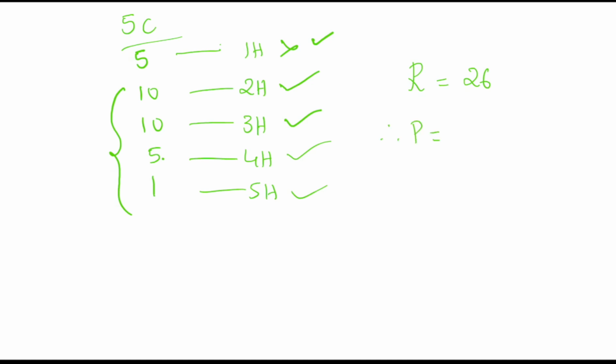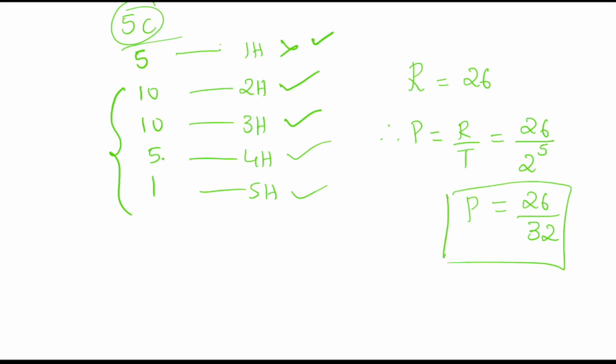Therefore probability is required divided by total, which is equal to, required is 26 divided by total, which is 2 raised to n. 2 raised to n, where n is 5 coins they had told, isn't it? So 2 raised to 5. So it is 26 divided by 2 raised to 5, which is 32. Okay. So probability is 26 divided by 32.